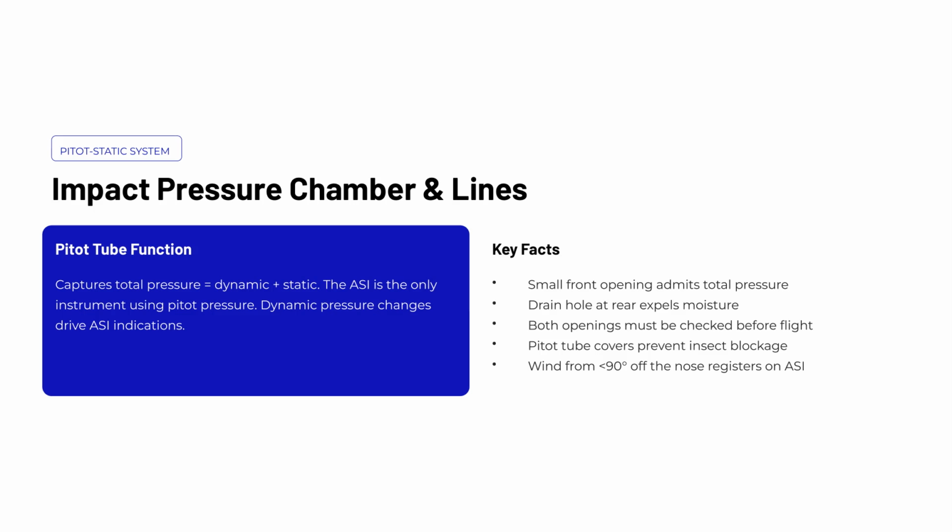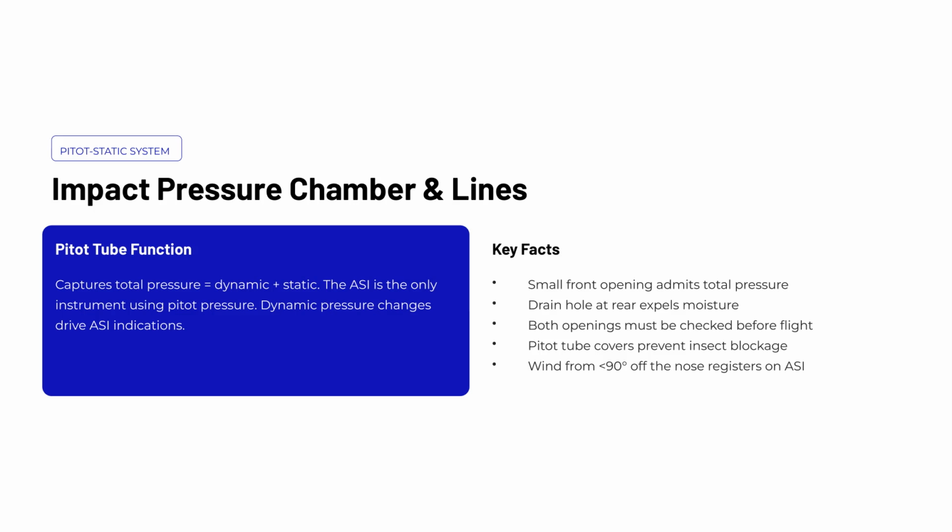The pitot tube is the primary source of impact pressure for your pitot-static system. Its job is to capture total pressure, which is the combination of dynamic pressure and static pressure. Of those two components, it's the dynamic pressure, the pressure created by the aircraft moving through the air, that actually drives the airspeed indicator. In fact, the ASI is the only instrument in the system that uses pitot pressure directly. Understanding the physical design of the pitot tube helps you recognize potential failure points. The small opening at the front admits total pressure into the system, while a drain hole at the rear expels any moisture that enters the tube.